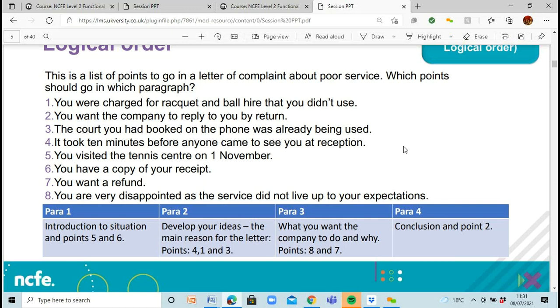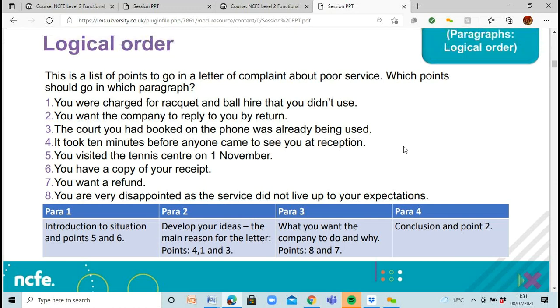Number 1, you were charged for a racket and ball hire that you didn't use. Number 2, you want the company to reply to you by return. Number 3, the court you had booked on the phone was already being used. Number 4, it took 10 minutes before anyone came to see you at the reception. 5, you visited the tennis centre on the 1st of November. 6, you have a copy of the receipt. 7, you want a refund. And 8, you are very disappointed as the service did not live up to your expectations.